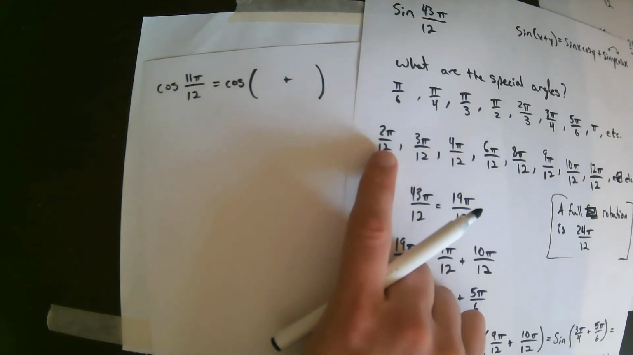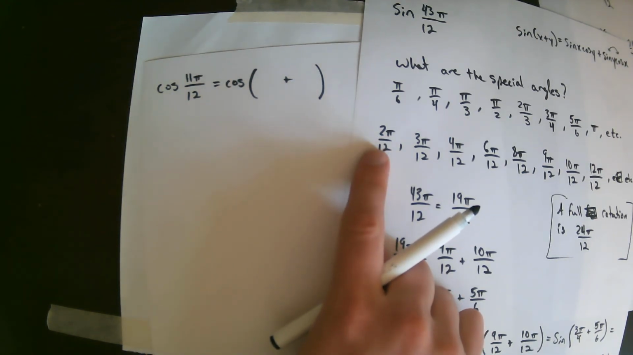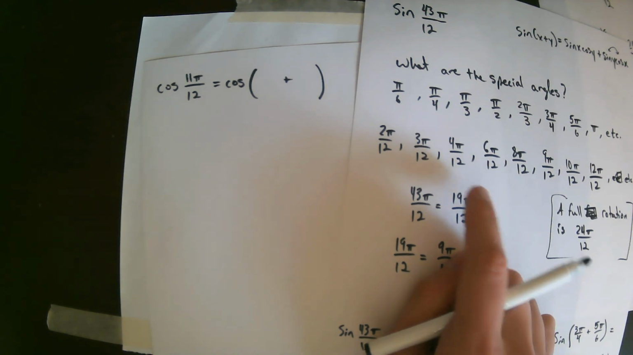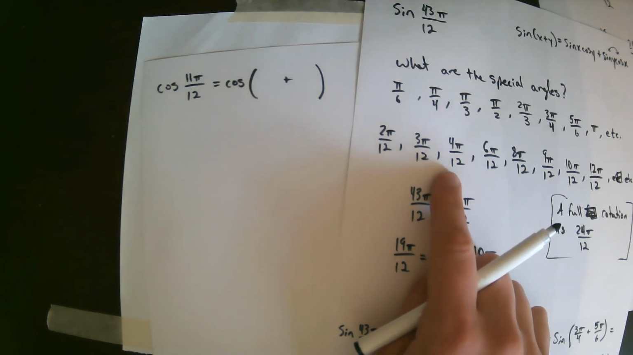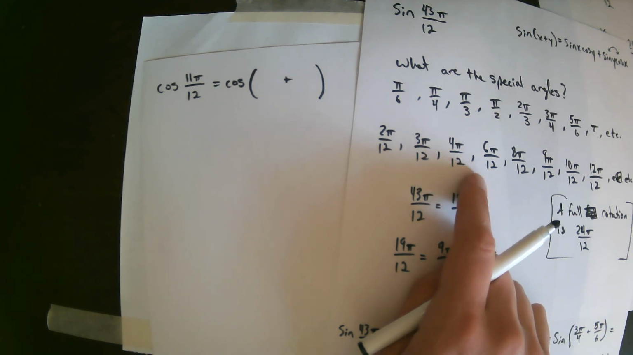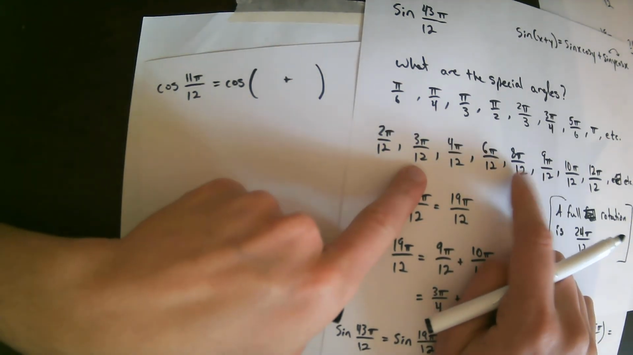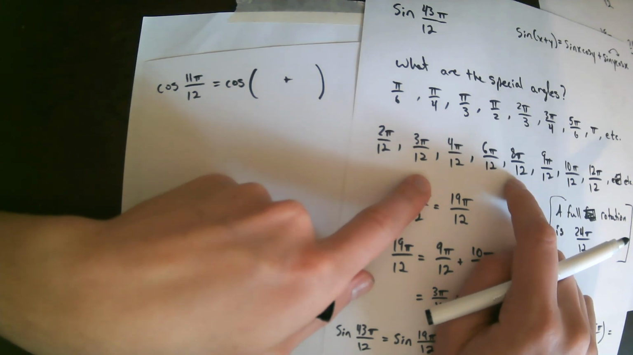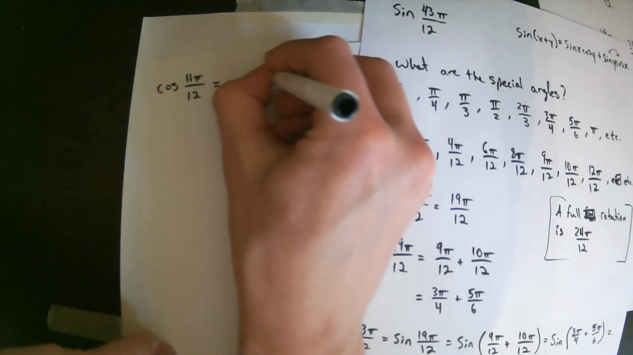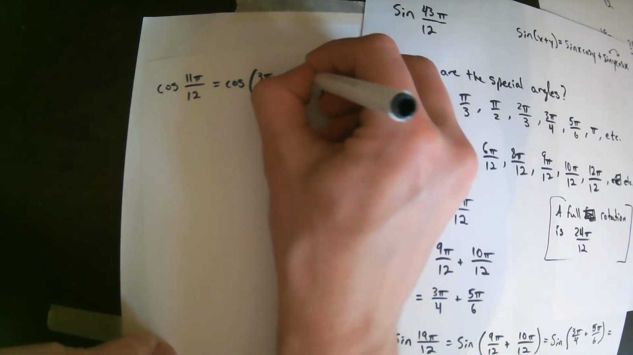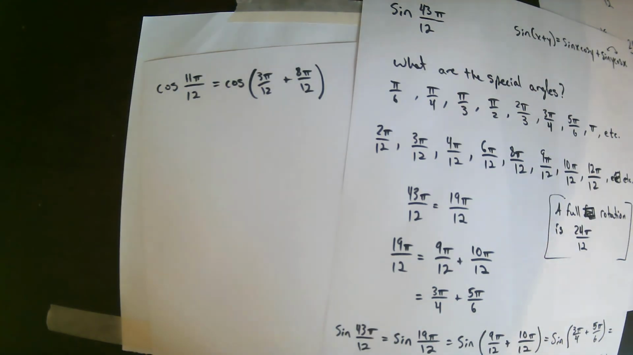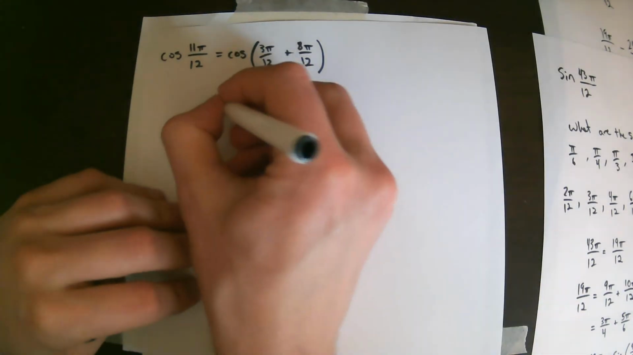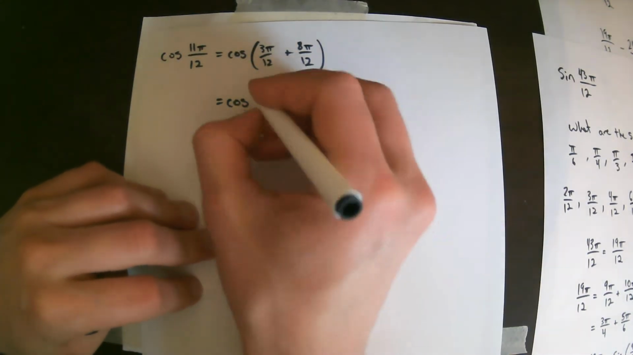Let me look at my list here and see, if it was 2, no. Oh, here, no. 3 and 4. Let's see, 6. How about these two? 8 and 3, that adds to give 11. So I'll say 3 pi over 12 plus 8 pi over 12. Yeah, I'm good. Okay.